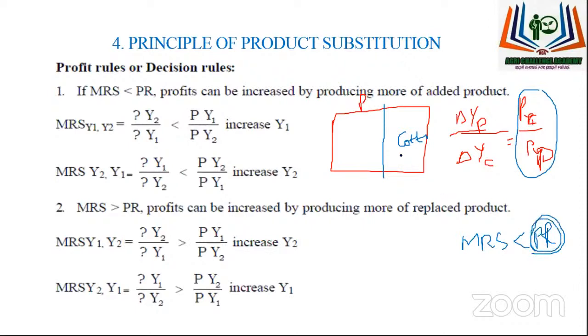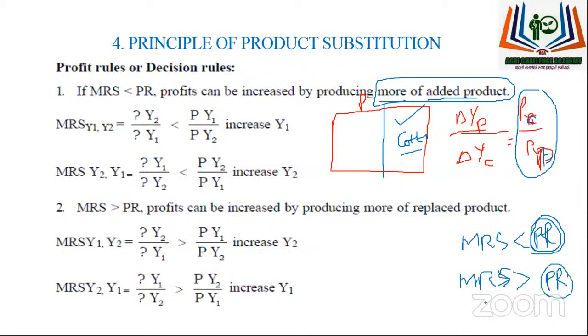So I am adding the product, increasing the added product, more of the added product. I am adding the cotton. When the marginal rate of substitution is more than the price ratio, the prices are not good. Cotton and paddy prices are not good in the market. In that situation, the price ratio becomes lower than the substitution. In that situation we cannot get additional income, additional returns from the substitution of cotton in the place of paddy.